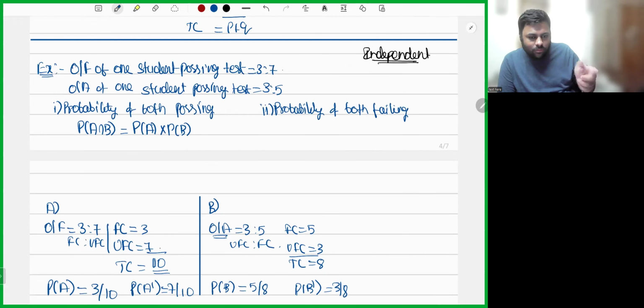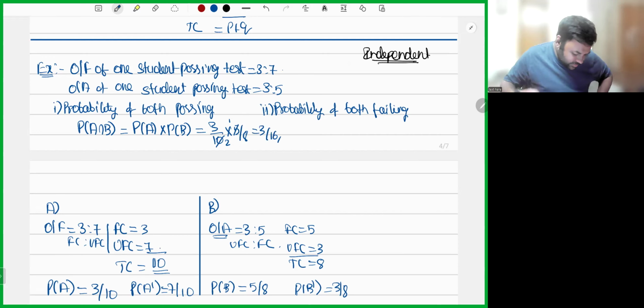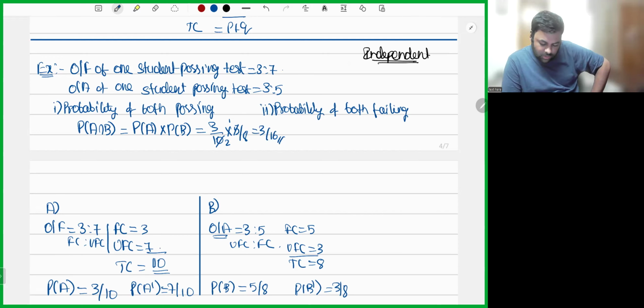Now, he is telling probability of both passing, that is P of A into P of B. So, I'll say 3 by 10 into 5 by 8. So, 5 ones, 5 twos. So, what is the answer? 3 by 16. Okay. So, I hope the point is clear, my dear friends. Probability of both passing is the answer we just found.